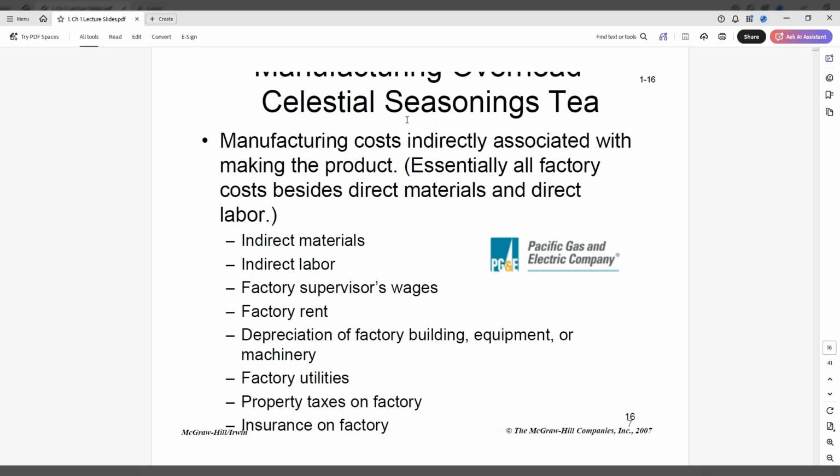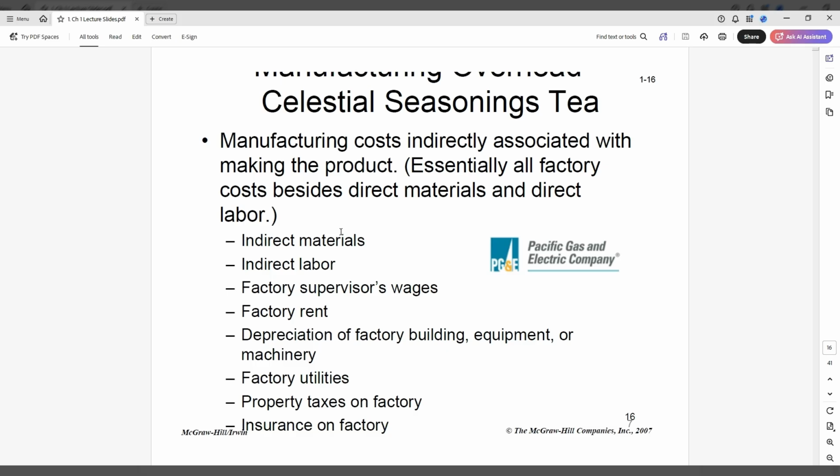Oop, this one's going off. I'm not sure what that's even trying to say up there. I guess that says manufacturing overhead. Sorry, that slide's a little funky. So manufacturing overhead for this tea company, it's just giving some examples of these things again.